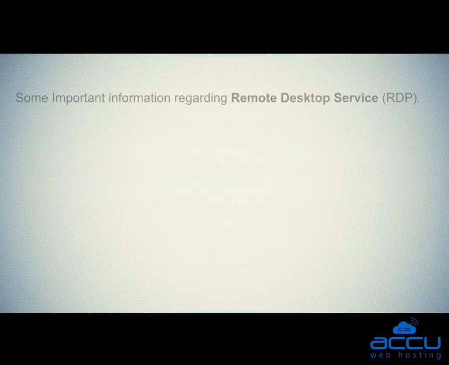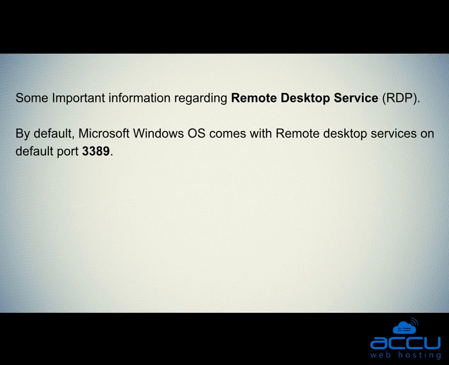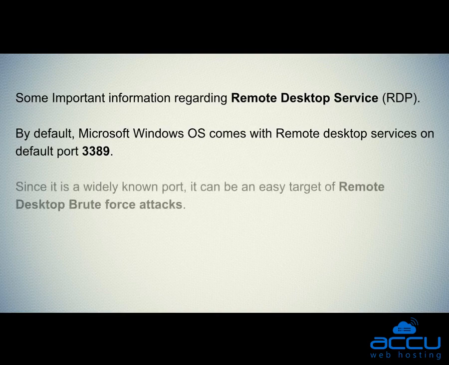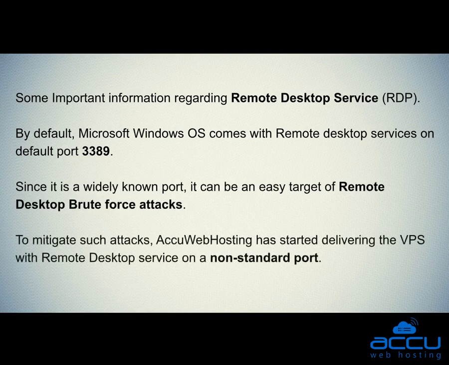Before starting this video session, we would love to give some important information regarding Remote Desktop Service (RDP). By default, Microsoft Windows OS comes with Remote Desktop Services on default port 3389. Since it is a widely known port, it can be an easy target of remote desktop brute force attacks. To mitigate such attacks, AccuWeb Hosting has started delivering the VPS with remote desktop service on a non-standard port.